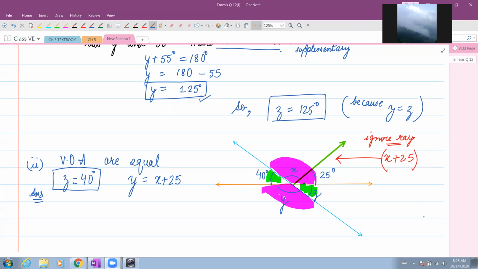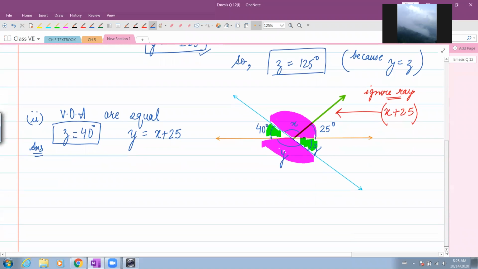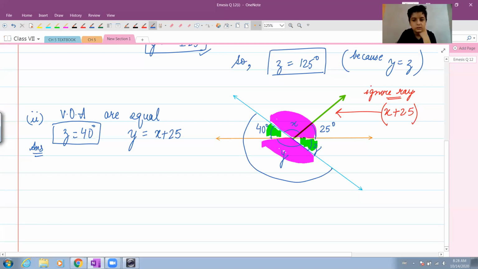I want you to look at the blue line, the line that I have drawn in blue, and on its left side, yes, this side, I'm taking 40 and Y. You could also write 40 plus X plus 25 equals 180, but I'm just taking this on the left side, 40 and Y.